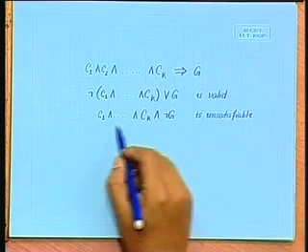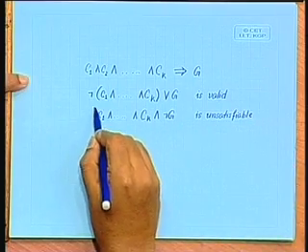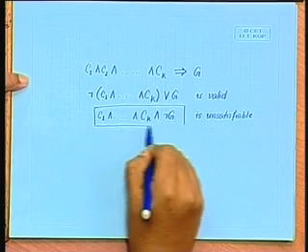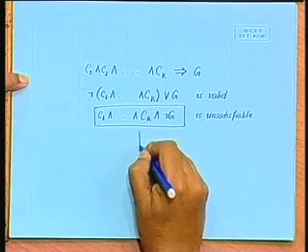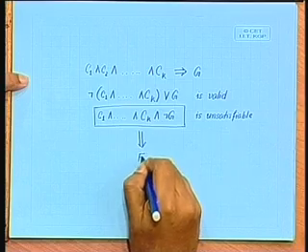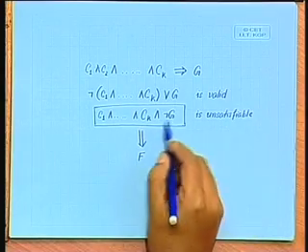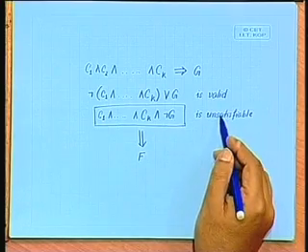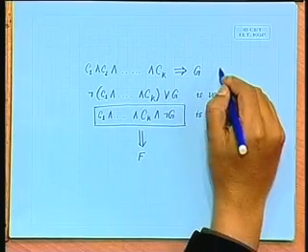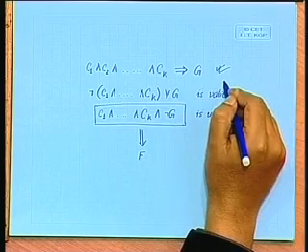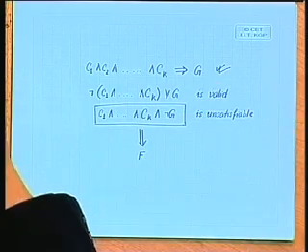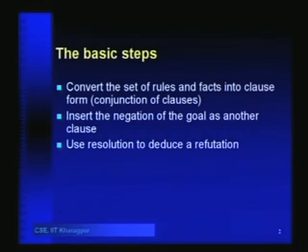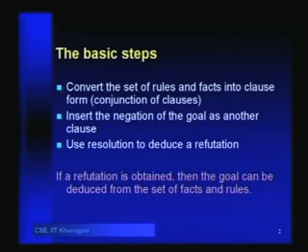So, if we can deduce that this thing is conflicting, in the sense that from this if we are able to deduce false, that means that this set of clauses will be inconsistent and therefore unsatisfiable, and therefore this original thing that we wanted to prove will be proved, right. So, if we use resolution to deduce refutation, then if a refutation is obtained, then the goal can be deduced from the set of facts and rules.